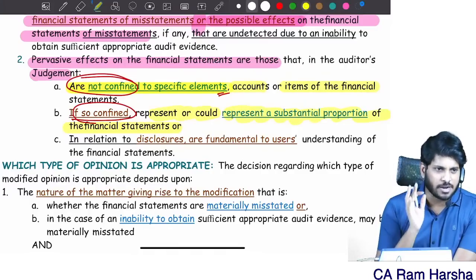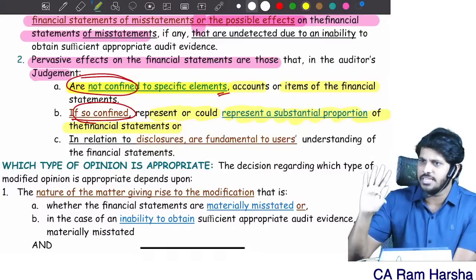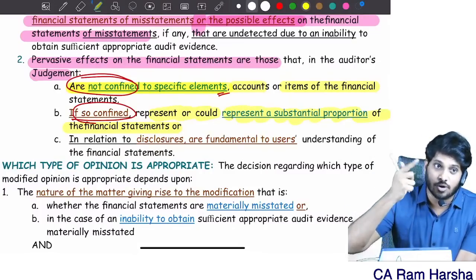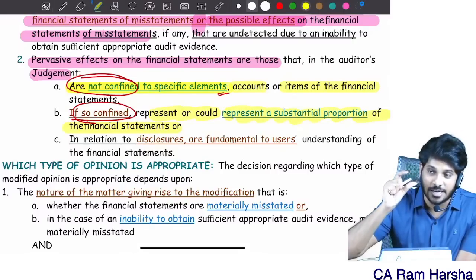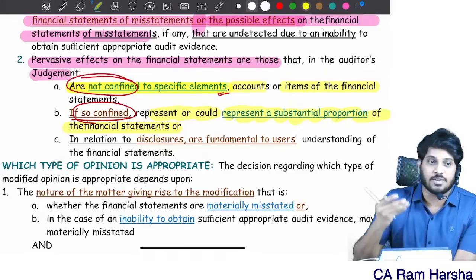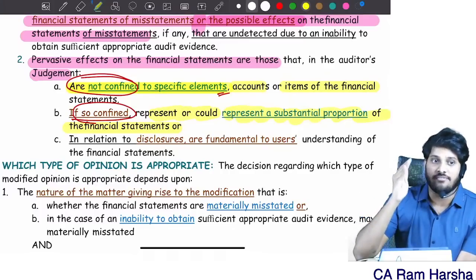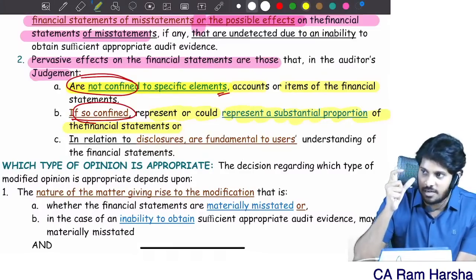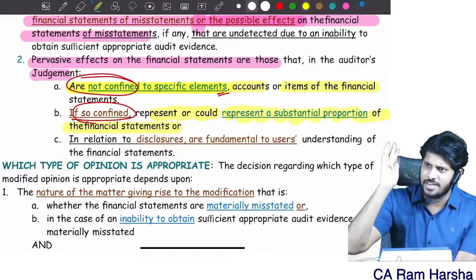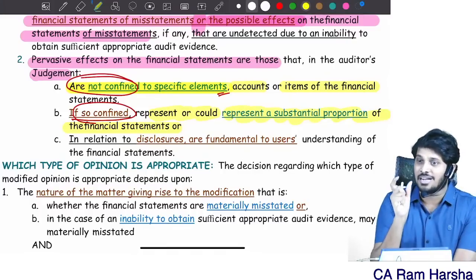Generally, pervasive effects are those which, in the auditor's professional judgment, are not limited to a specific item, meaning they affect multiple items, or they may be limited to a specific item. If so confined to a specific item, that item could represent a substantial portion. For example, the company has made an investment in a joint venture, and that investment value in the total assets is more than 50%. That investment value, you are unable to get information behind it. You are not getting data behind that investment. You got evidence for fixed assets, current assets, the remaining non-current assets, all that. For one item only you didn't get. But what is that one item?